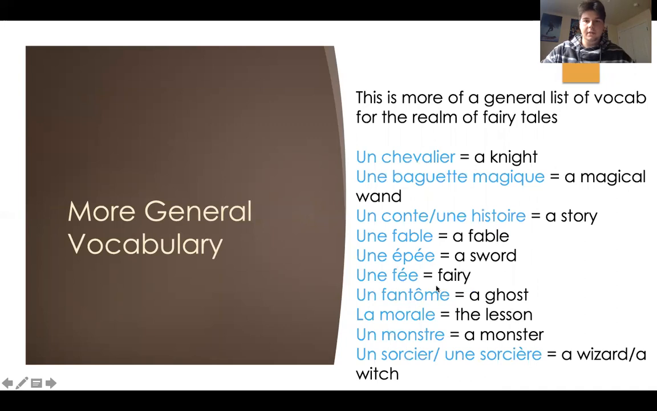And here's continuing the list: un chevalier, a knight; une baguette, not the bread; une baguette magique, a magical wand; un conte, une histoire, don't pronounce the H, a story; une fable, a fable; une épée, remember these accents aigus and the pronunciation of the E elongated a little bit; une épée is a sword, sorry.